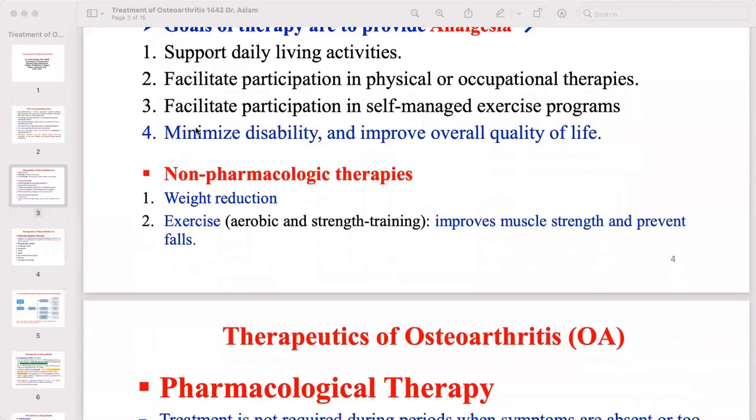Non-pharmacologic therapy includes weight reduction and exercise, aerobic and strength training. This exercise improves muscle strength and prevents falls.